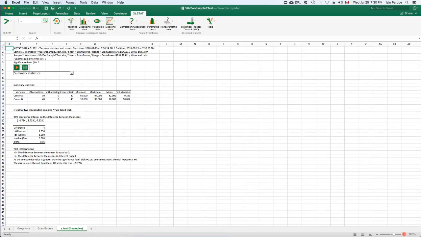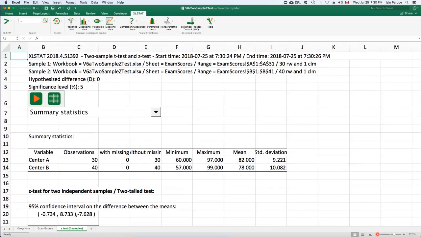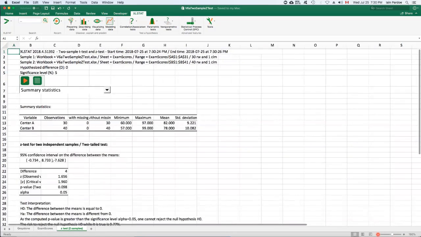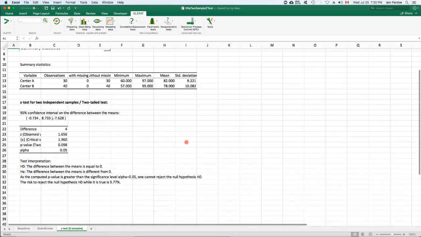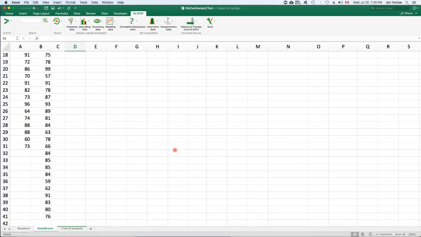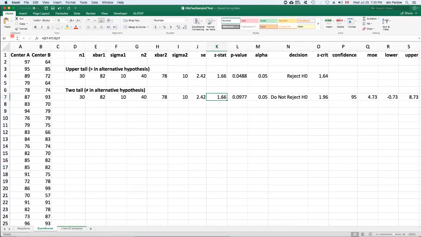Oh, that's really big. Doesn't need to be that big. Okay, here we go. Let's see if we got the same numbers. 1.656 for our test statistic. Two-tailed test. So let's see what that third decimal place is. 1.656. Yes, we matched.